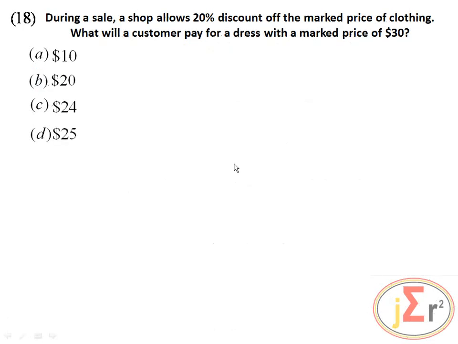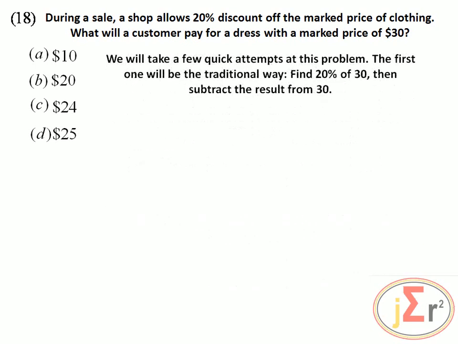During a sale, a shop allows 20% discount off the marked price of clothing. What will a customer pay for a dress with a marked price of $30? We will take a few quick attempts at this problem. The first one will be the traditional way. Find 20% of 30, then subtract the result from 30.